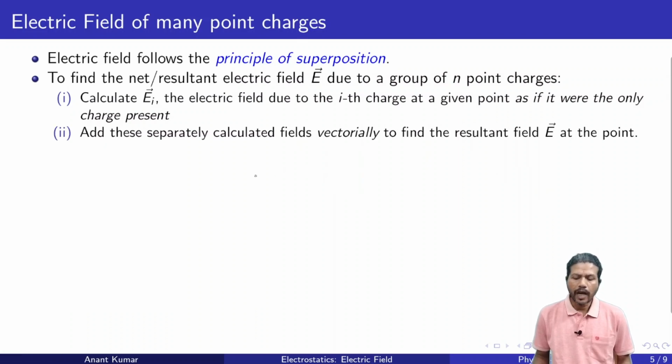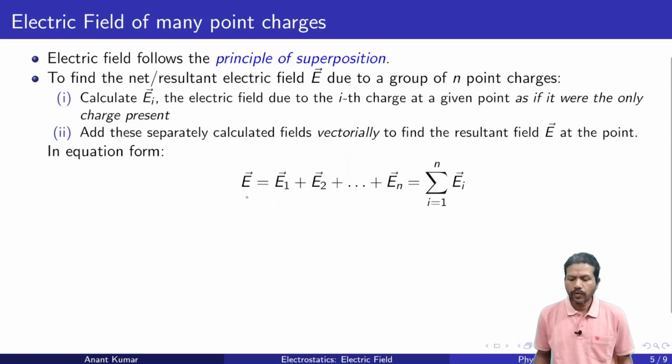Then we just add these separately calculated fields vectorially to find the resultant field E at the point. Remember, we need to add them in a vectorial manner. We cannot add just the magnitudes unless we know that all the fields are in the same direction. If all the electric fields due to the individual point charges are in the same direction, then obviously I can just add the magnitudes. Otherwise we must add them according to the rules of vector addition.